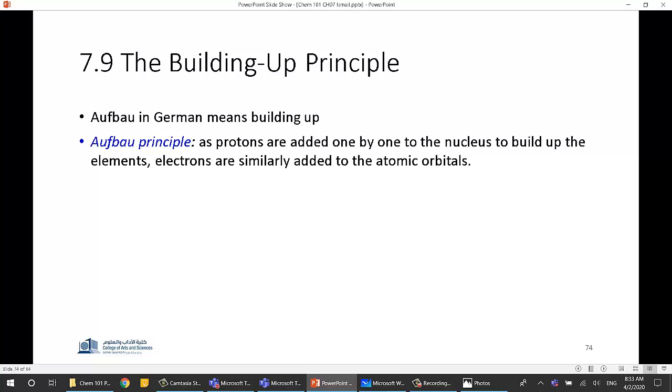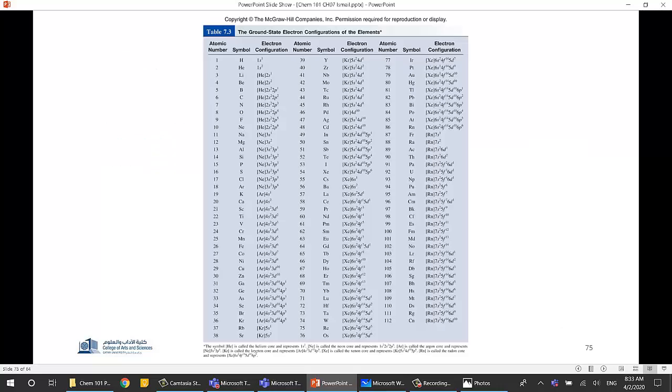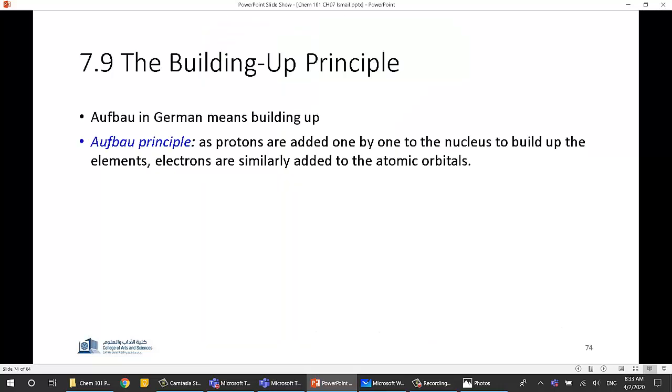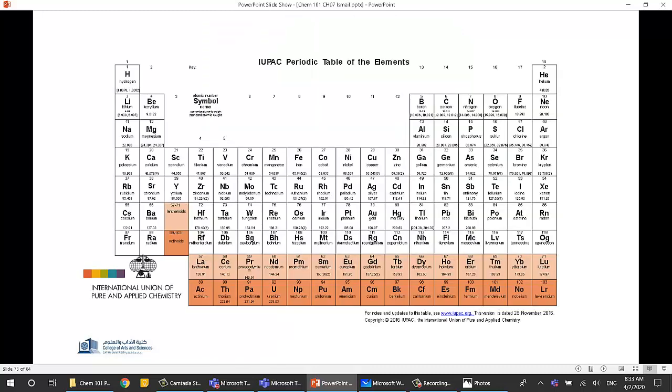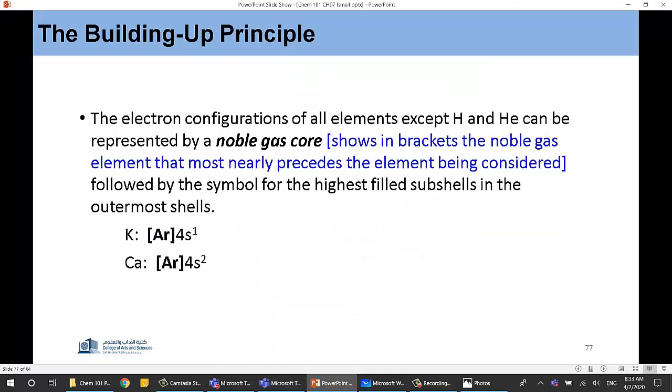So aufbau in German means building up, and this is the aufbau principle, which is the one we talked about, that we fill electrons according to this song, the 1s, 2s, 3s, and this table here shows you all the electronic configurations for all the atoms in the periodic table.